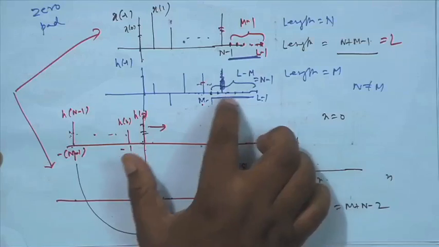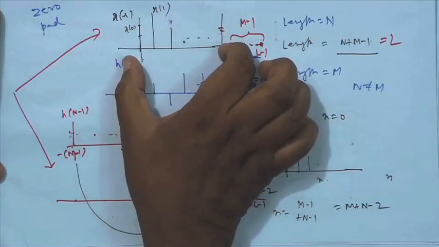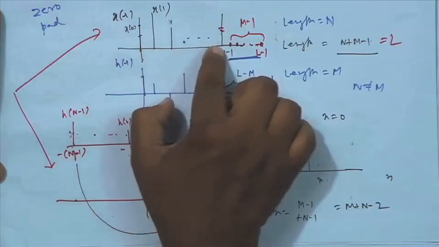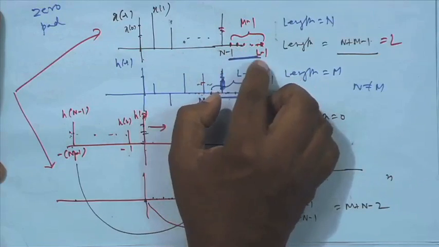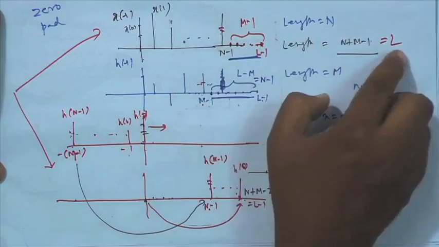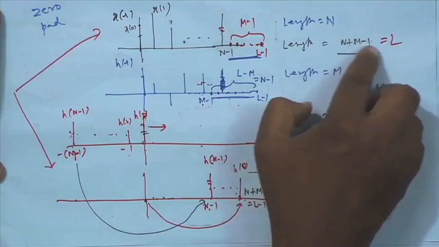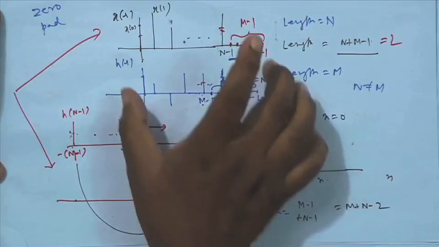So, additional points I plug in as 0. Here it was length n, that is from 0 to n minus 1, but I want to go up to 0 to L minus 1. So, additional zeros will be L minus 1 minus this. So, L minus n that many, and L minus n, if you subtract m minus 1. So, m minus 1 zeros here, and in the same way n minus 1 zeros here.